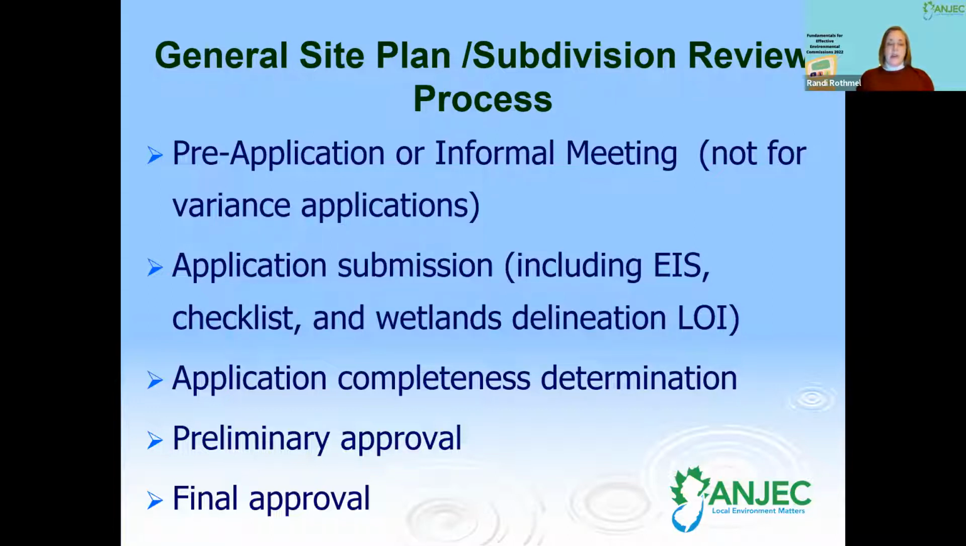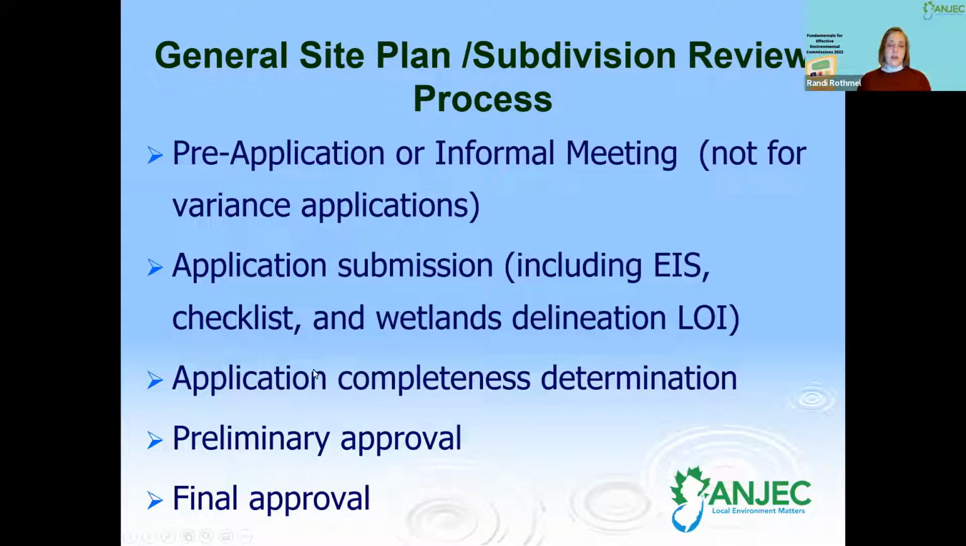Because then the applicant puts together their submission to the planning board secretary. It would include environmental impact statements, various checklists, perhaps a wetlands delineation, referred to as a letter of interpretation from the New Jersey DEP. As I said, the environmental commissioners really need to be part of this initial two-step process, the pre-application process and actually working with the application submission.